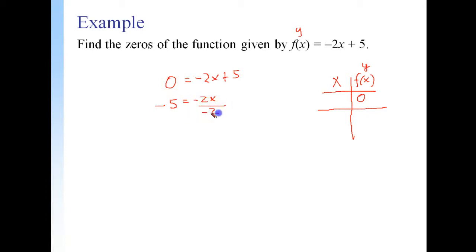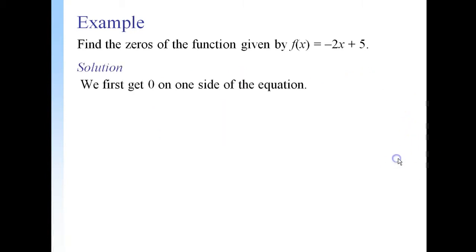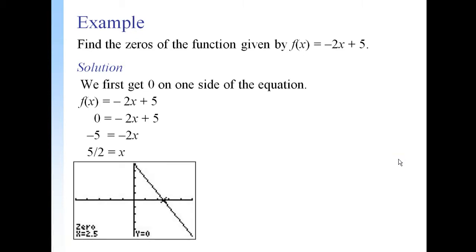Divide both sides by -2. We get x equals 5/2. And there is our solution. Y is 0 when x is 5/2. Now, could you have put 2.5? Yeah, that's okay, but I think they're looking for 5/2 here. And if you graph it, it's right there.